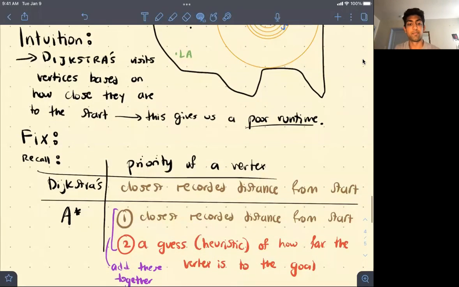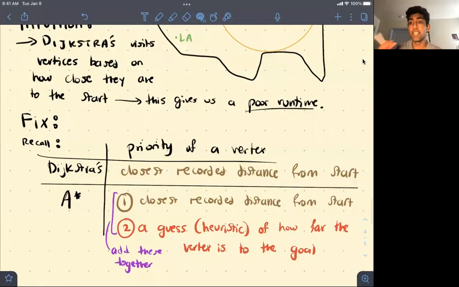Okay, so in A star, the only difference between Dijkstra's and A star is that the priority of a given vertex is the sum of two things. One of them was the same from Dijkstra's. The second is a guess of how far that vertex is to the goal.